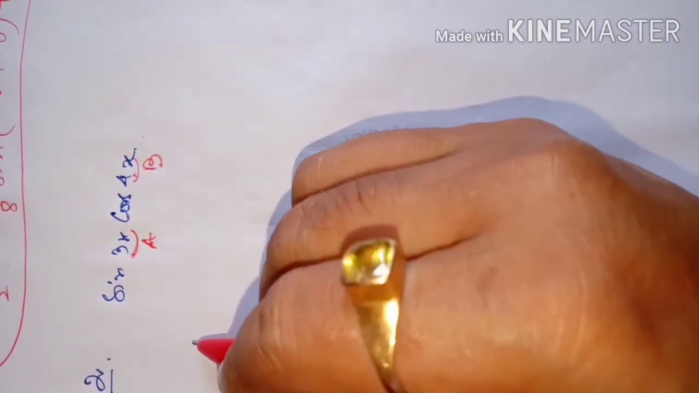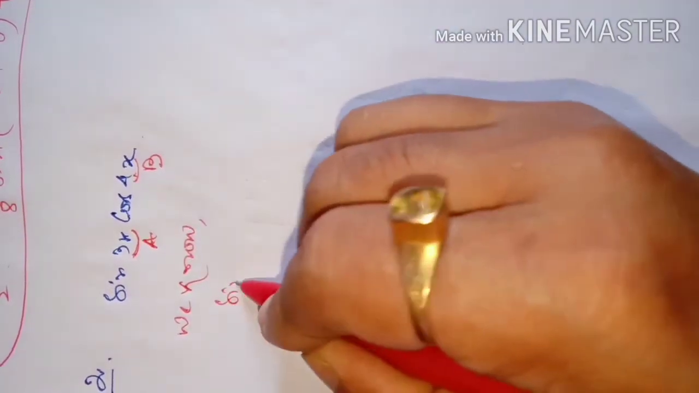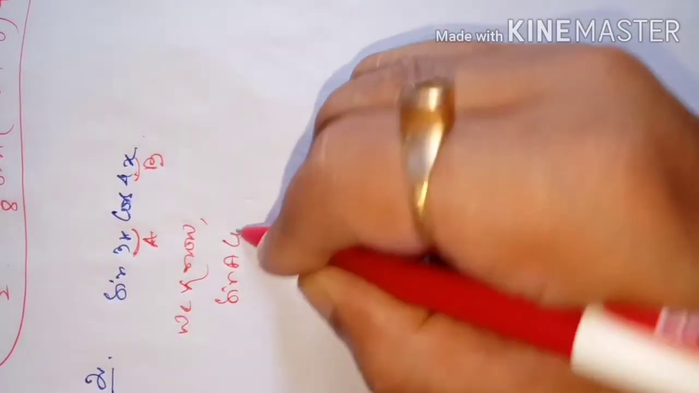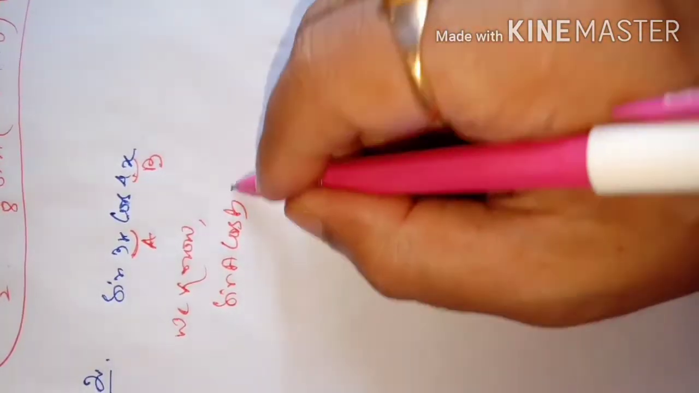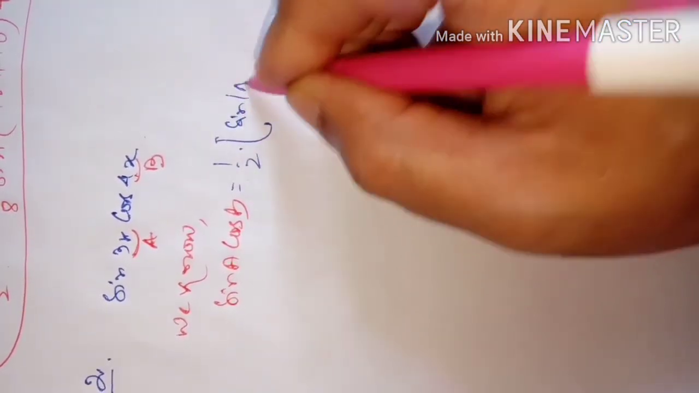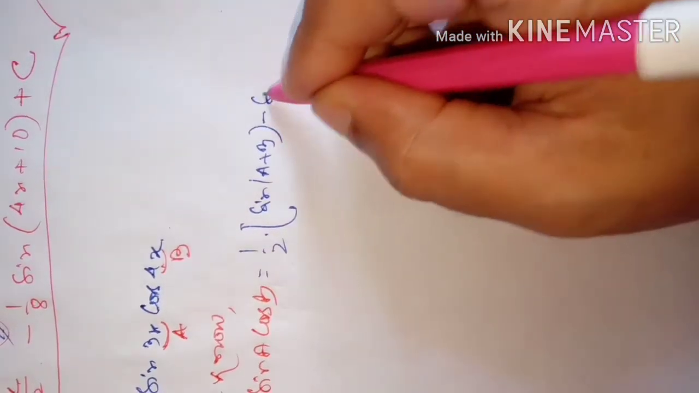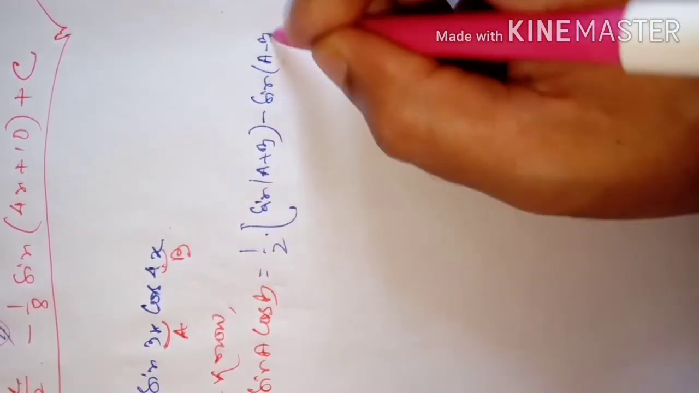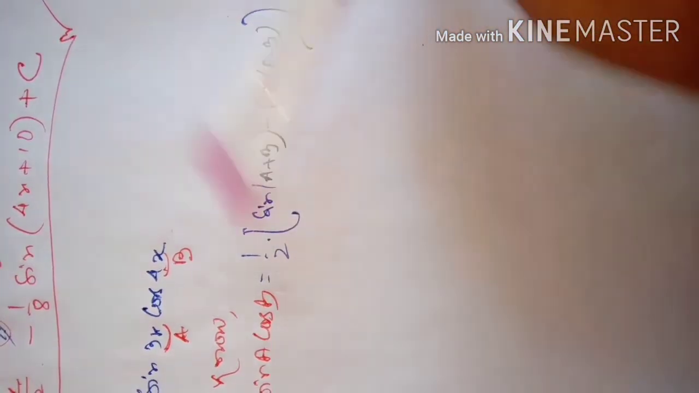You see, we know sin A cos B gives us that expression, that is half times sin A plus B minus sin A minus B, like this. So then if this is the expression, let us apply it here.